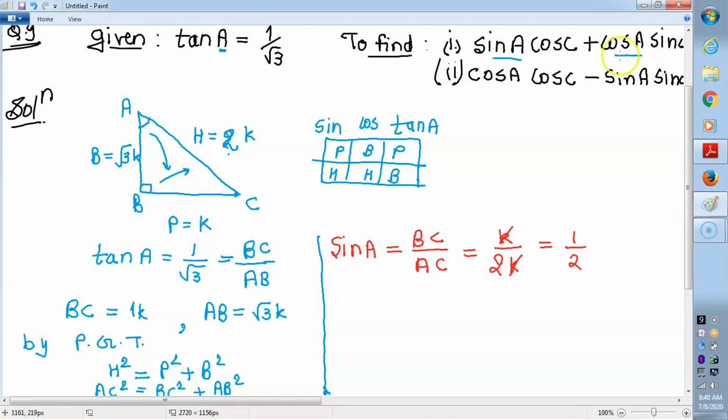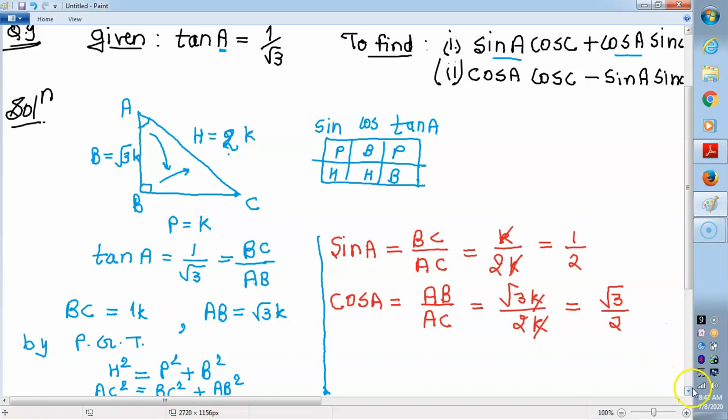Which relation do we need next? Cos A. So let's write it here. Cos A is equal to, from the small table, base upon hypotenuse, no? So which is the base in the triangle? AB upon hypotenuse, which is AC. Let's write the values of AB and AC here. AB is root 3K and AC is 2K. K and K get cancelled. We'll get the relation root 3 by 2. Okay, these are the values of sin A and cos A.